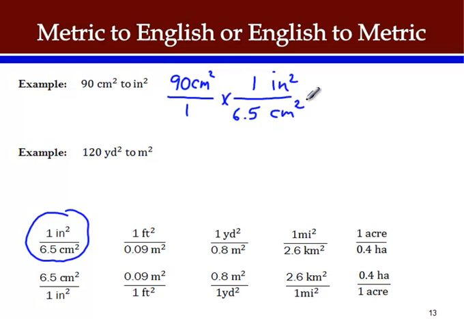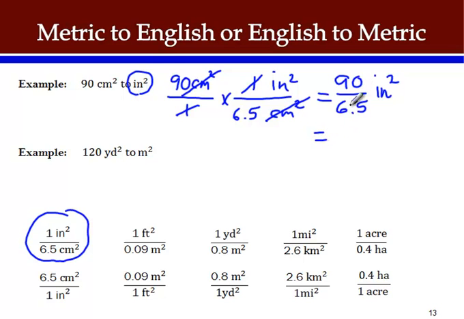And remember that these units will be converted out now, and I'll be left with 90 on the top, 6.5 on the bottom, square inches, which is the unit I was trying to convert to. And then if I just take my calculator and do 90 divided by 6.5, I get about 13.85 square inches. And just pay attention to the number of decimal places that you need to round to in order to get the answer right in the online exercises.